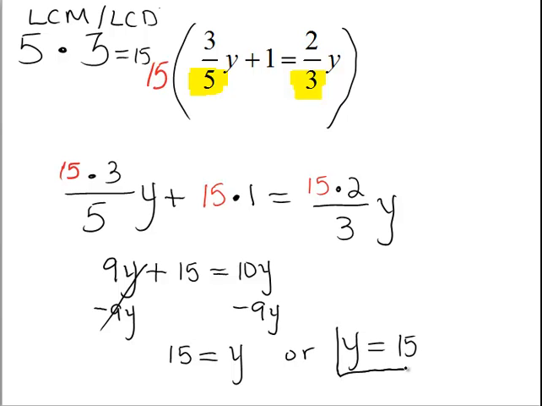So notice that by multiplying by the least common multiple, or least common denominator for that matter, we were able to get rid of the fractions and get a very simple equation, 9y plus 15 equals 10y, that we could solve. So our answer again is y equals 15.